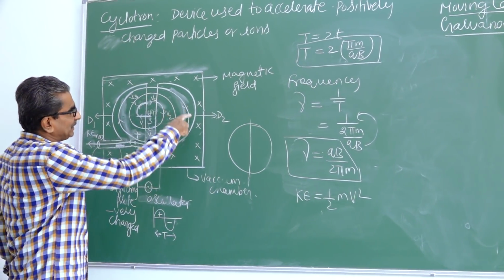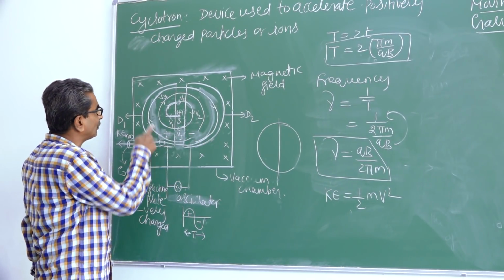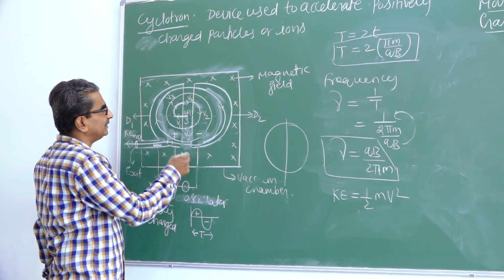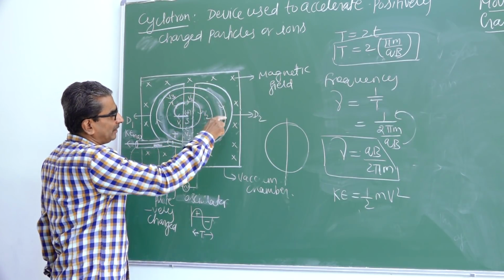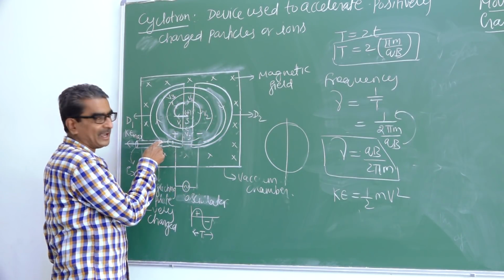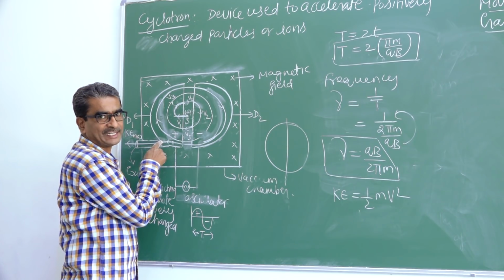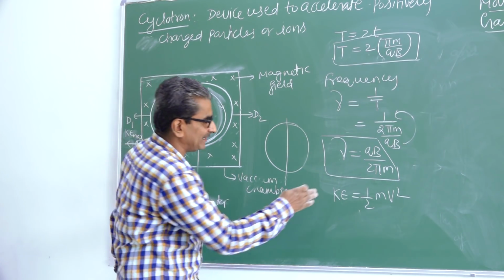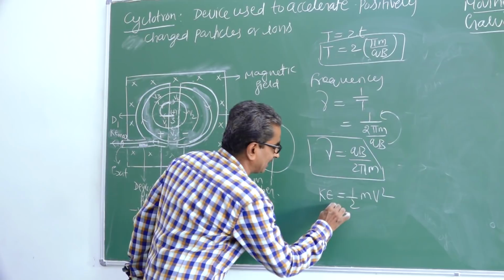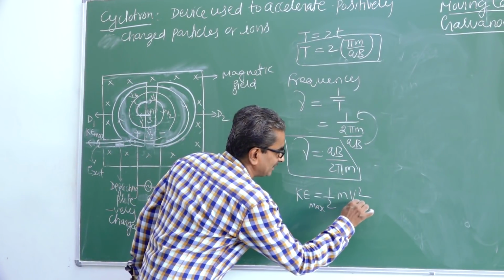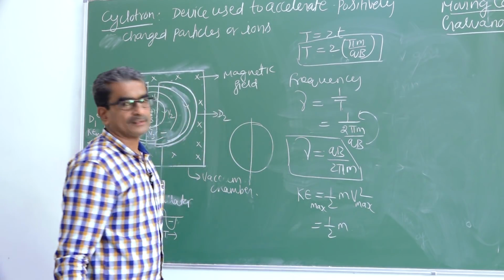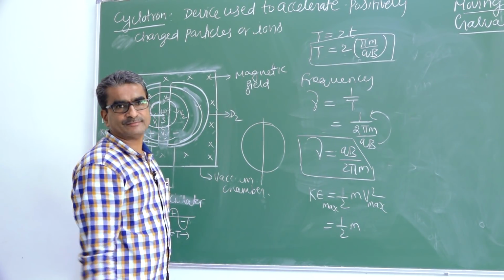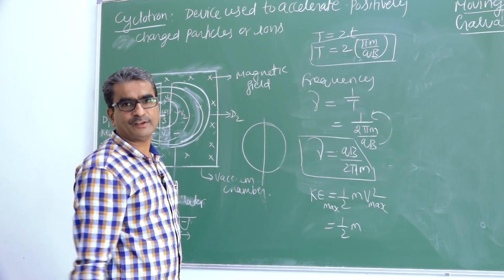Kinetic energy of the charged particle is maximum only when it comes close to the boundary of the D, or the periphery of the D. So the particle which is moving all along the circular path will have maximum velocity and maximum kinetic energy. Then what is that kinetic energy? Half mv square, kinetic energy maximum, velocity maximum. This is half m. Substitute for V. How do you substitute for V?